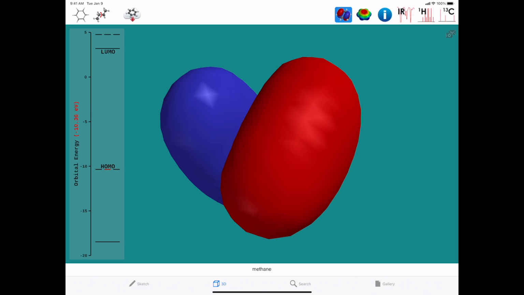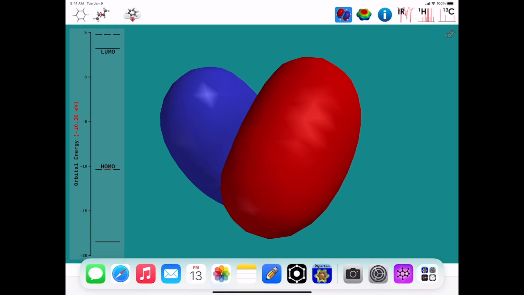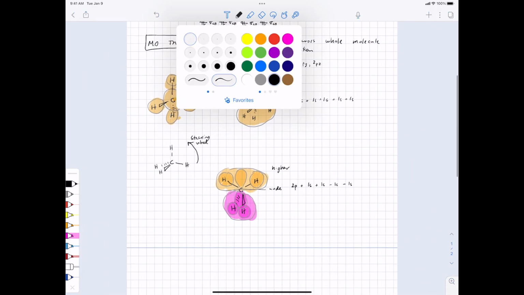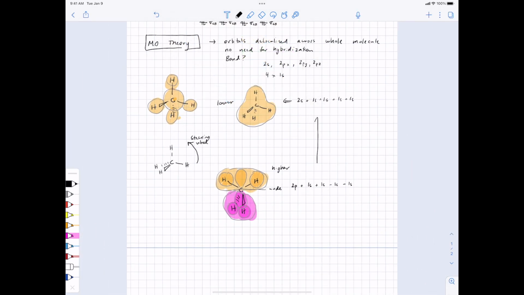The point is that if you use molecular orbital theory to describe methane, here's what you're going to come up with in terms of a prediction. You're going to predict that in terms of energy, you have one lower energy orbital, which is this one.